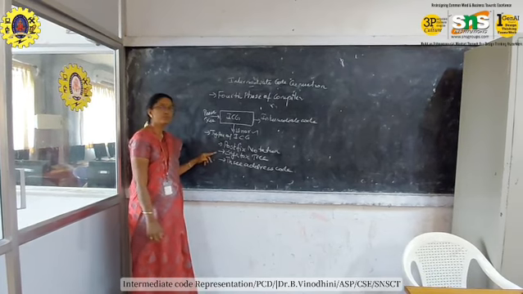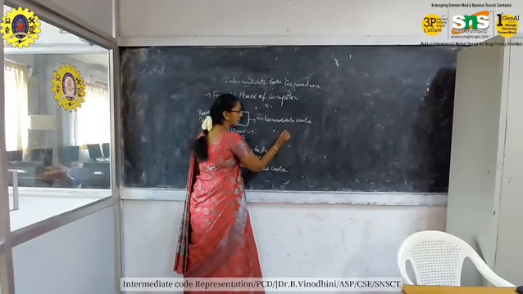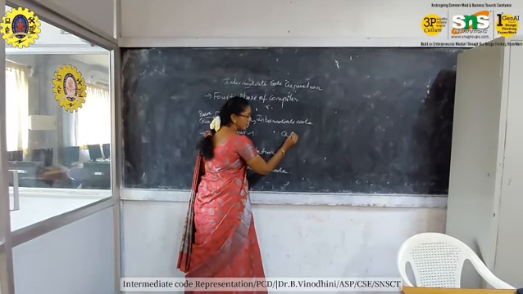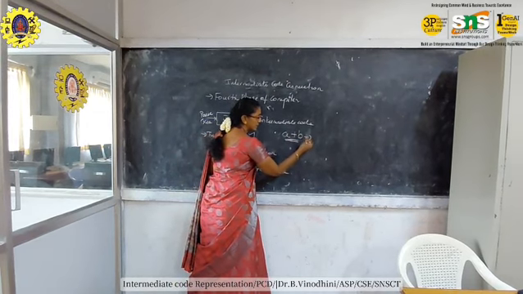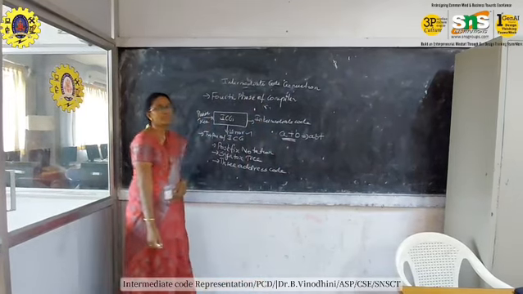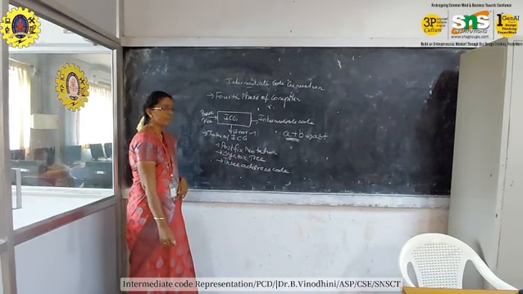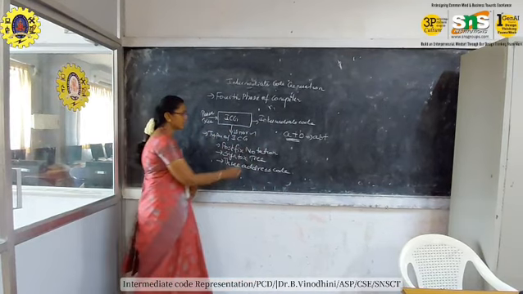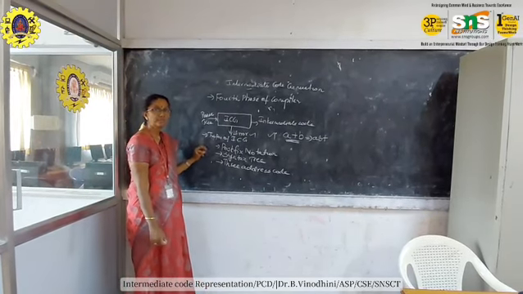So what does postfix notation mean? In postfix, for example, you have an expression like a plus b, then the postfix notation of the given expression is ab plus. Here the operator comes last, after the operands. So we have operands followed by the operator. That is postfix notation. The next representation of 3-address code is the syntax tree.